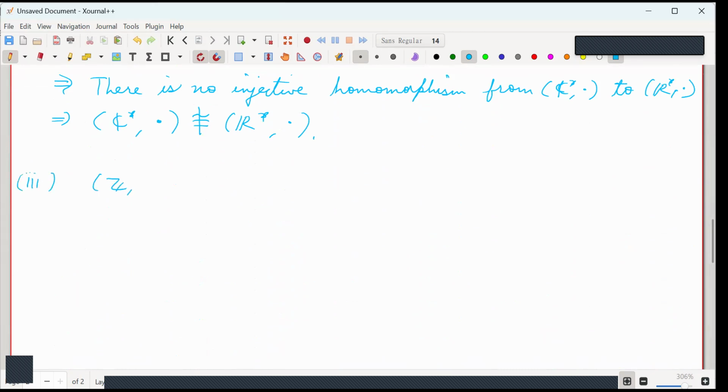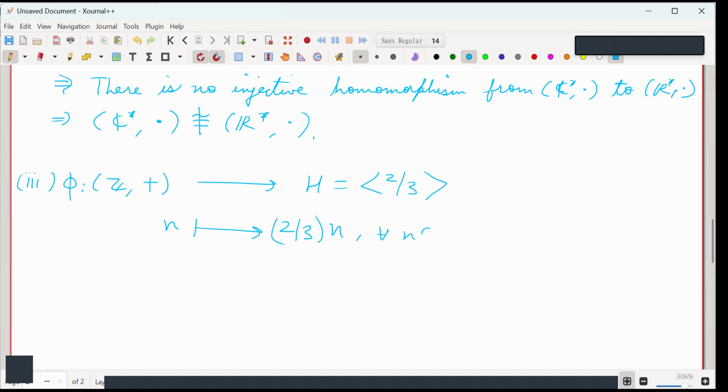Can you just repeat it once? So this is Z plus, and you are defining from Z plus to this H, right? Yes, sir, which is generated by the element 2 by 3. So what is the map? Phi of n equals n times 2 by 3. Okay, so this says n maps to 2 by 3 n, right?